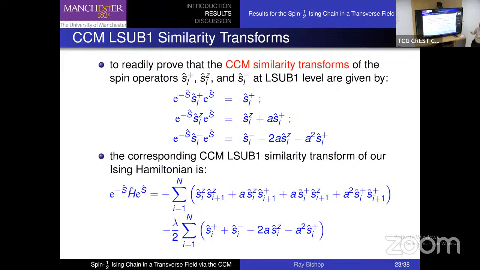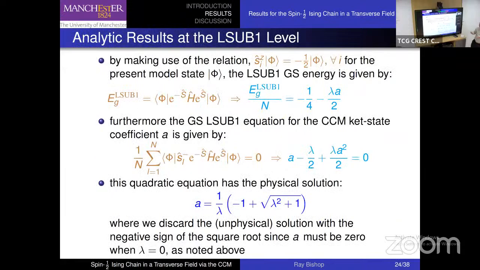Sorry, say again. This one? Yeah. I'm doing this guy, right? I'm doing the similarity transform on e to the minus s, now it's this, SIZ, SI plus one Z, e to the s. In here, bung in e to the s, e to the minus s. That's always the nice thing about similarity transforms. The similarity transform of a product is the product of the similarity transforms. e to the s, e to the minus s is, by definition, the unit operator. Yeah? Okay.